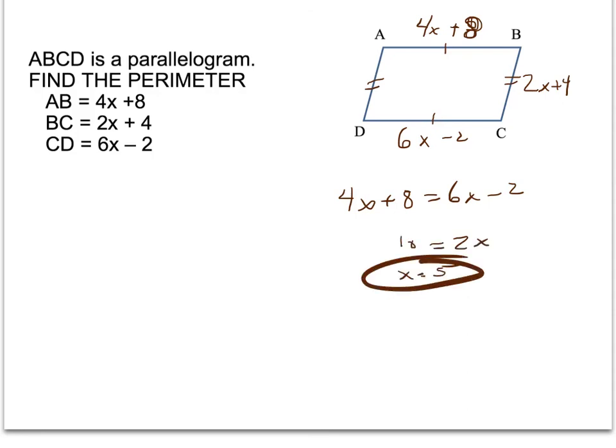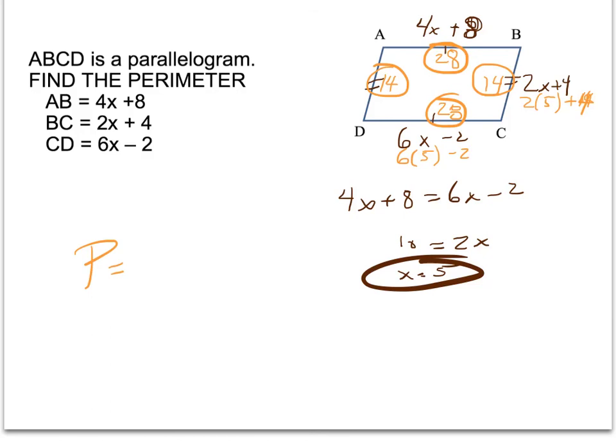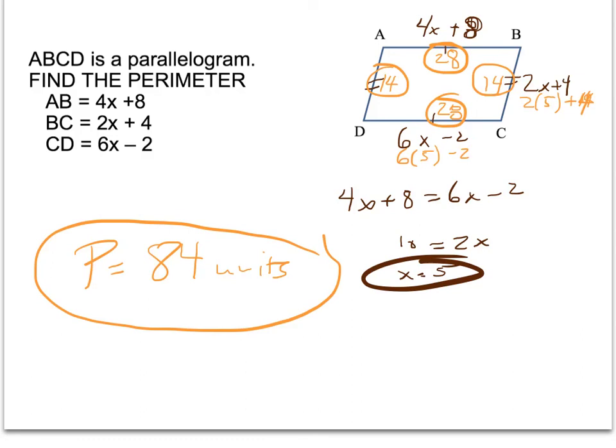We simply plug in our x value of 5, and we get 2 times 5 plus 4, not 14, 4, which is 14 for BC and AD. Opposite sides, of course, are equal. And then when we plug in 5 on the bottom, 6 times 5 is 30. 30 minus 2 is 28. Top and bottom are both 28. To find the perimeter, I'm simply going to add up all four sides, and that's going to give me 84 units. And that concludes our semester exam.